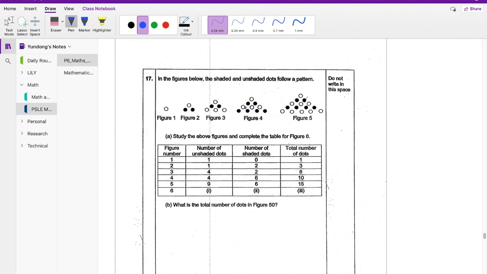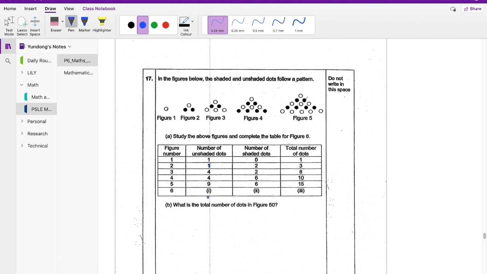So here we come to the last question about this paper. As we see here, it's about patterns, right? In the figures below, the shaded and unshaded dots follow a pattern. We see one dot here. The second level is black. The third level is white. The fourth level is black, then white again, then black, white. Study the above figures and complete the table. Figure number 1 is 1, 0, 1, right? Figure 2 is 1, 2 black, and 3 in total.